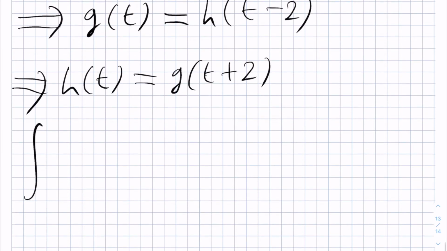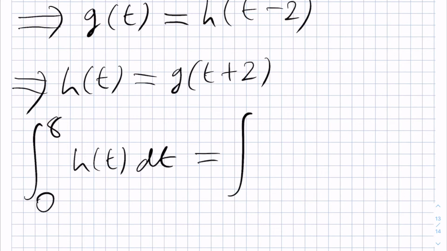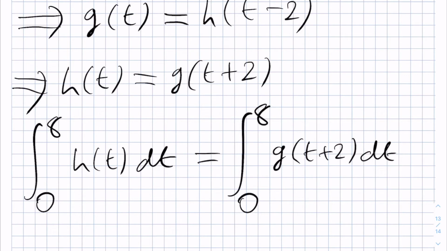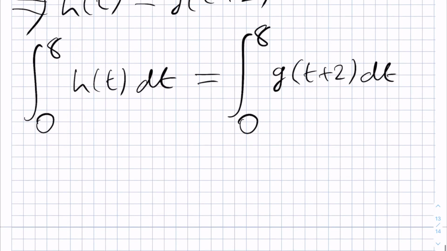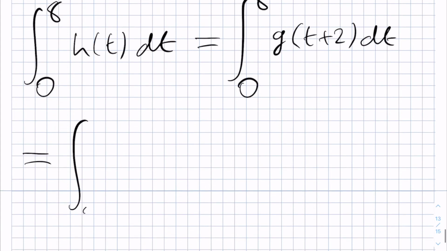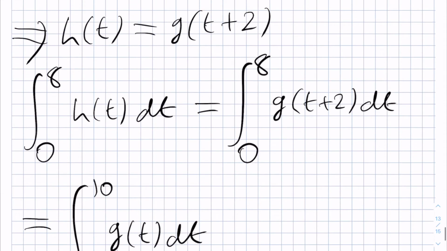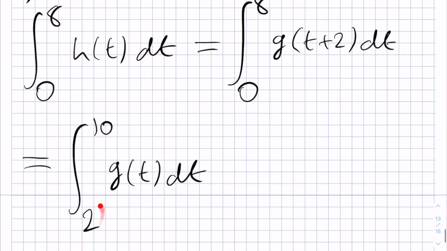Hence, if we want to calculate the integral from 0 up to 8 of h of t with respect to t, we can just calculate the integral from 0 up to 8 of g of t plus 2. And the nice thing about that is that we can translate the integration variables and note that this is the same as the integral from 2 up to 10 of g of t dt, either by subtracting 2 from here and adding 2 onto here, or more formally, by using integration by substitution.